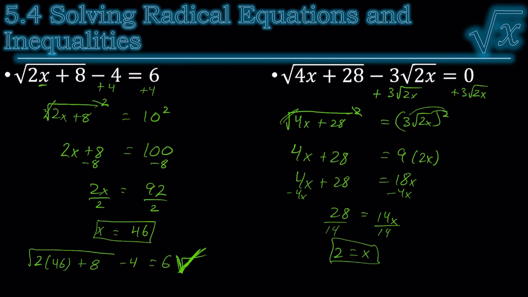And then what should we do? Check it. And we put it in a calculator. 4 times 2 is 8, plus 28 is 36. So that's square root of 36 is 6. 2 times 2 is 4. Square root of 4 is 2. 3 times 2 is 6. 6 minus 6 is 0. It works. Yay!